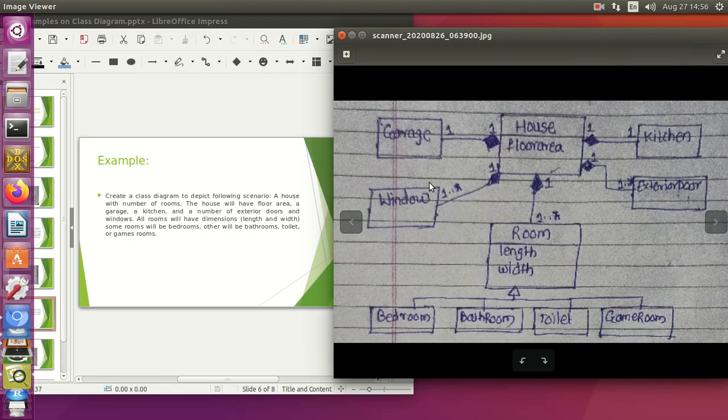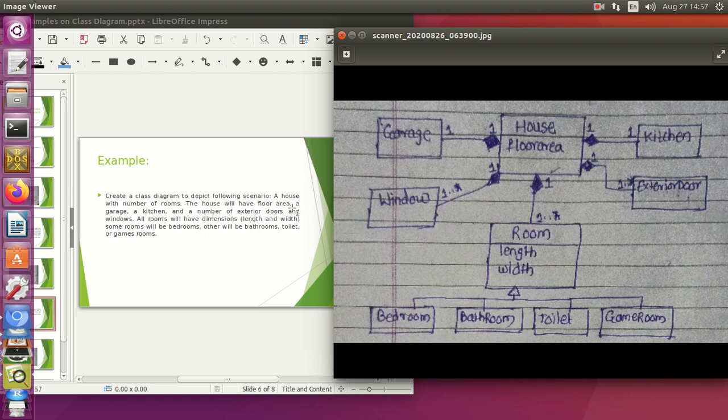Here you can see that based on the descriptions I have drawn the class diagram. The description is a house with a number of rooms. That means the house class is there and the room class is there, and between them the multiplicity association. A house with a number of rooms means one house has one or many rooms. After that, the house will have a floor area. We have taken this as an attribute of the house.